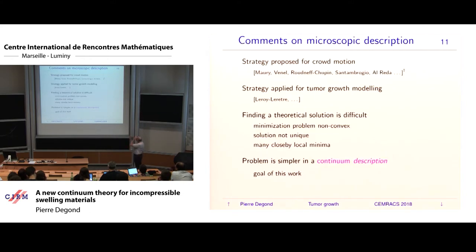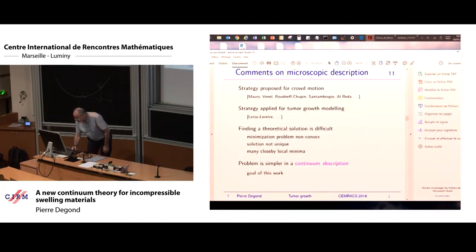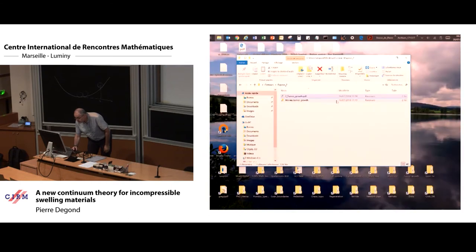Okay. So of course this strategy has been already investigated. Actually, Bertrand was one of the pioneers in this kind of thing for crowd motions. We have applied it to tumor growth modeling, actually, in some work. Let me give you some movies. So, for instance, this is the work we've done.